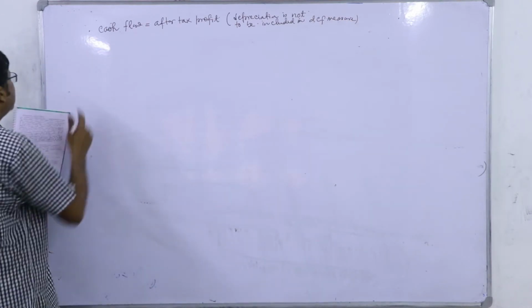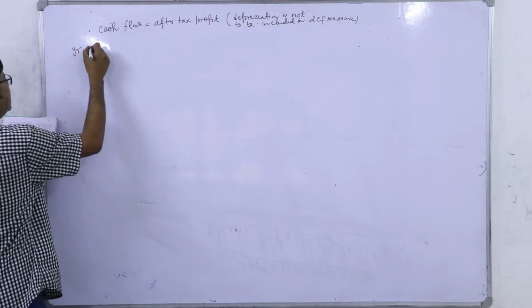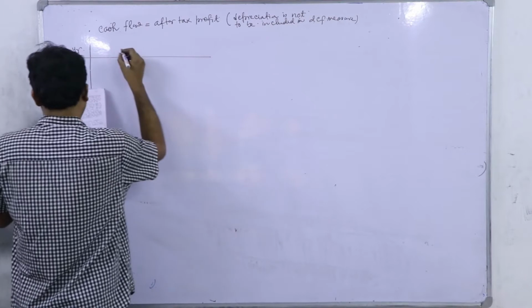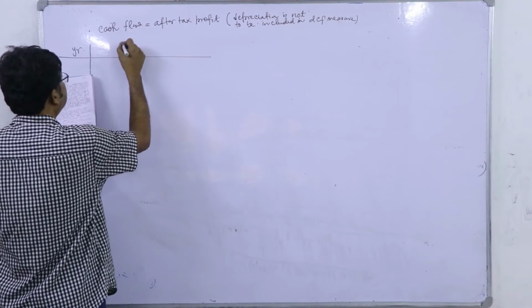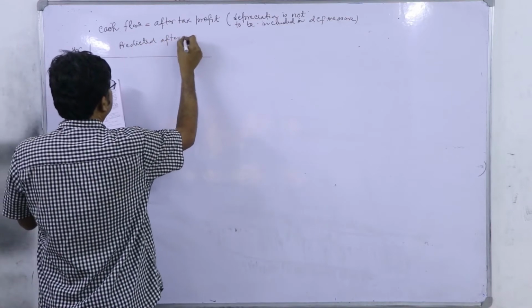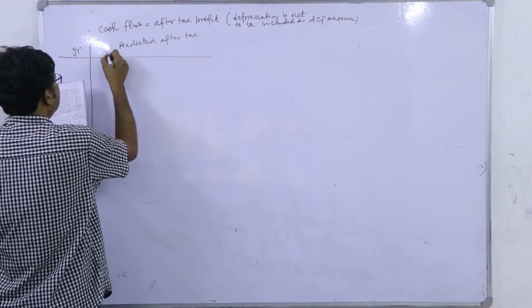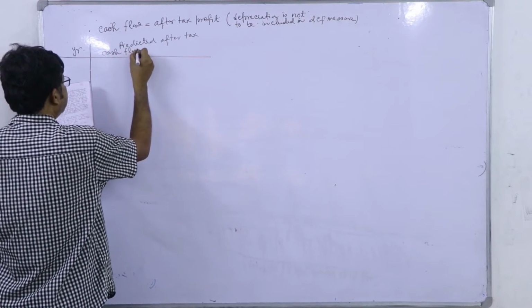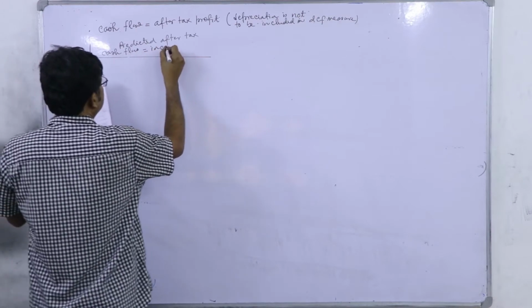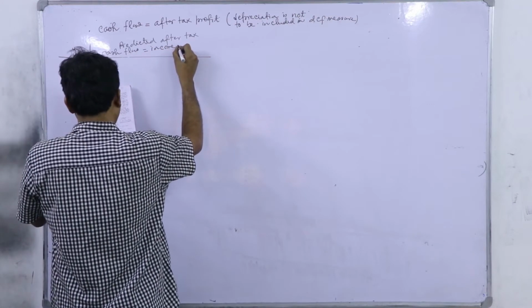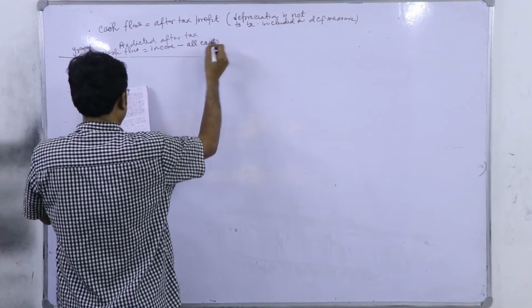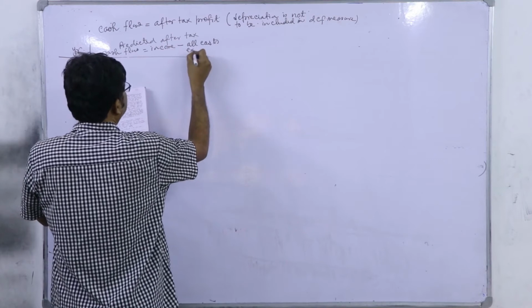Right. Now what is given? Company, year, predicted after tax cash flow. Predicted after tax cash flow, which is income, that is the profit after tax minus all cost except depreciation.